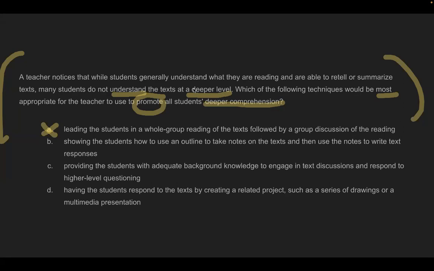B as well. E, like outlines and taking notes. This helps you understand and be able to retell and summarize. They can do that already. We want them to get the deeper connection, that higher level thinking. So we are left with C and D: having the students respond to text by creating a related project, such as a series of drawings or multimedia presentation, or providing the students with adequate background knowledge to engage in text discussions and respond to higher level questioning.